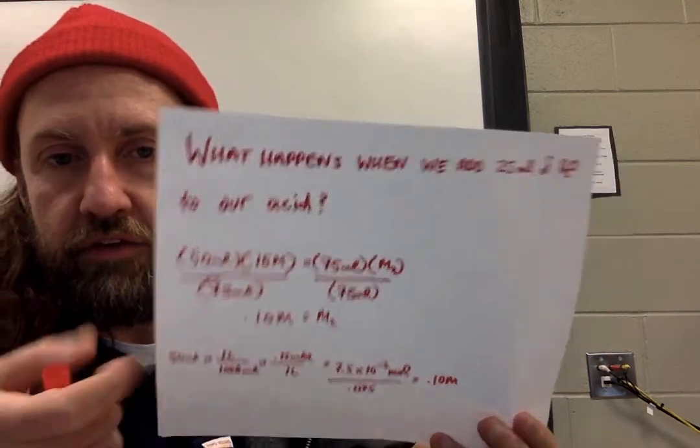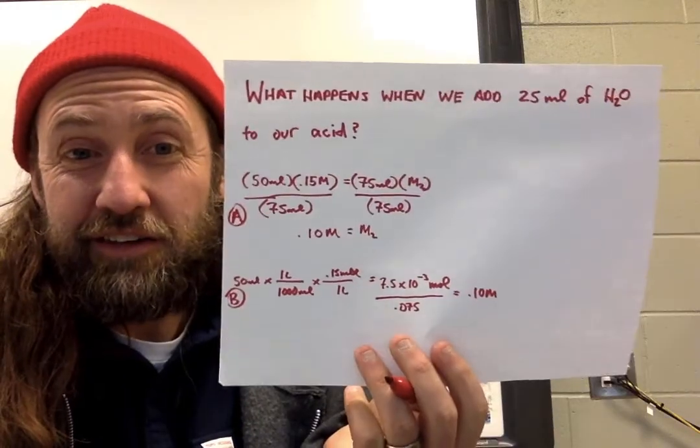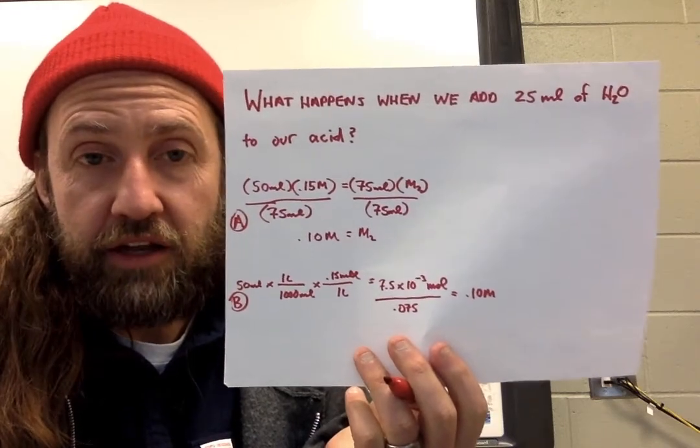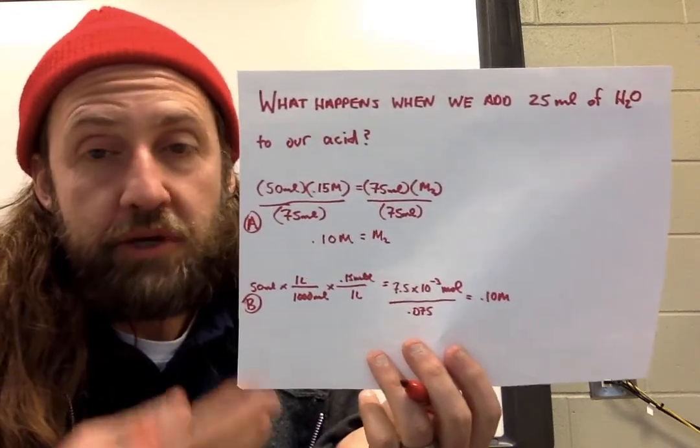So you don't have to do both of these. This is like A, this is like B. I would say A is easier just because, you know, you plug into that M1, V1, M2, V2. But either way works. I don't care. And, you know, more importantly, on the AP exam, they're going to give you both.